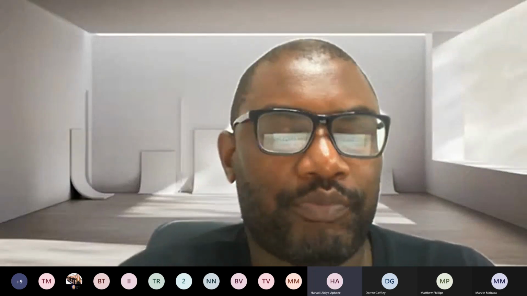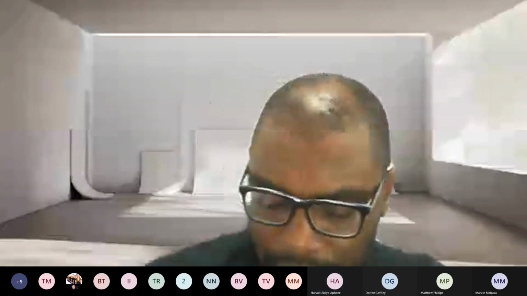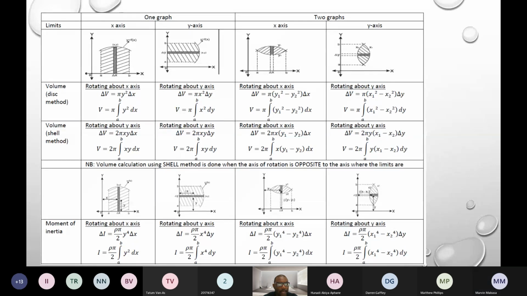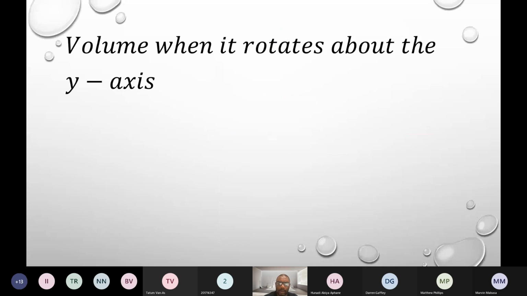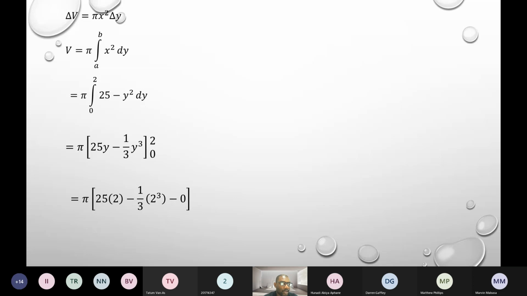Okay, so last week we were doing moment of inertia, and I showed you the formula sheet and the formulas, and we did example 1. This was example 1. This is the first part where you calculate volume. When you're calculating volume, that's how you go about it. It continues to get your answer there. You can just see that volume is pi x squared dy if it's rotating in the y-axis.